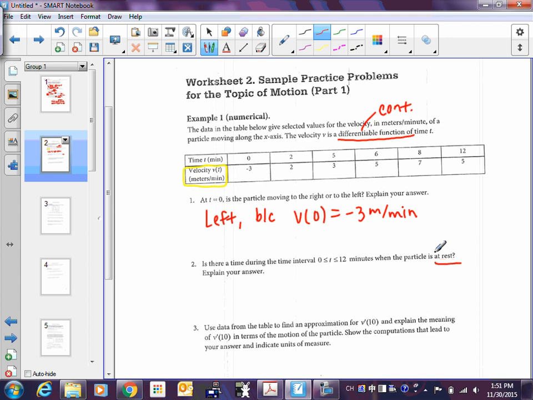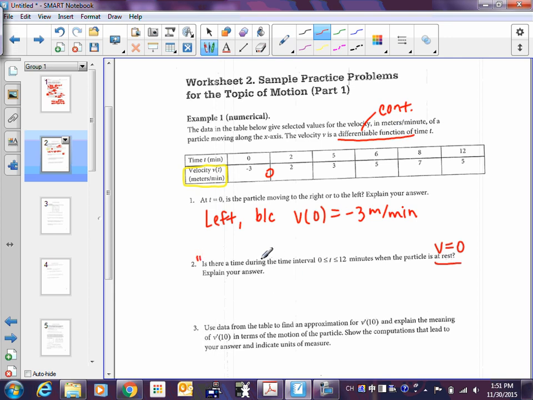When is velocity 0? I don't see a 0 in the velocity row. Is it implied anywhere? Yes. Where? On the interval 0 to 2. There has to be a 0 in there, and the only reason there has to be a 0 is because this function is continuous. So we have to explain our answer.